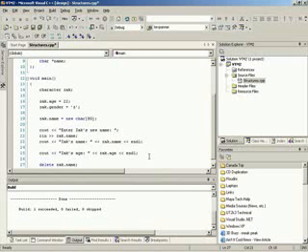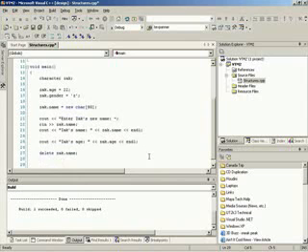Exactly. So another thing that we want to point out is we have pointers, like we did in the last lesson. We talked forever about them. Well, here's where we can use them a little bit.